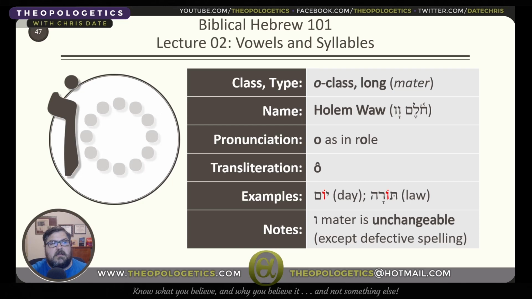And again, this is your first introduction to a vav mater. Like the yod mater, the vav mater is unchangeable. It will not change when the word undergoes changes because of form, except for defective spellings.